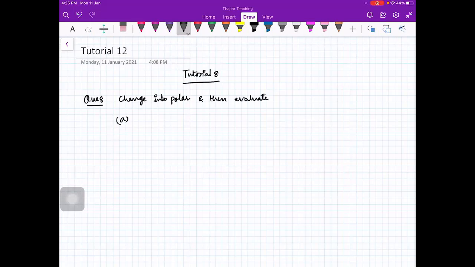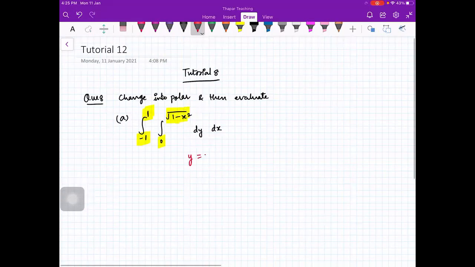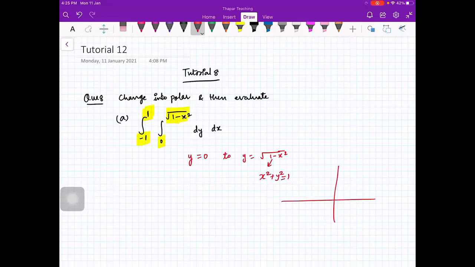Let me take this: minus 1 to 1, 0 to square root of 1 minus x square, dy dx. If you look at this, I told you in the class that first you have to plot the region of integration. Here y goes from 0 to y equal to square root of 1 minus x square. What is this? This is a circle, x square plus y square equal to 1. You are starting from y equal to 0, which is here, till the positive square root of 1 minus x square. So this is the region you are talking about.